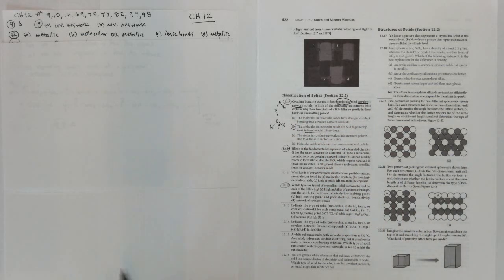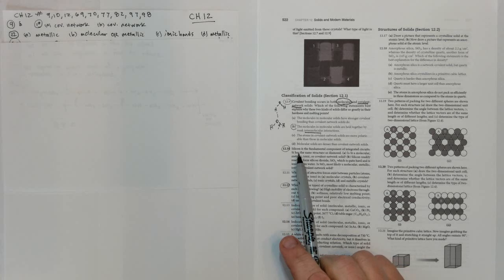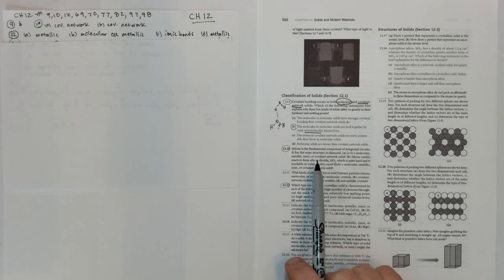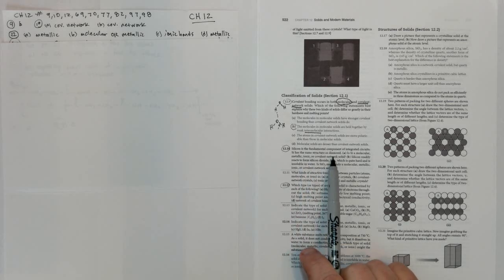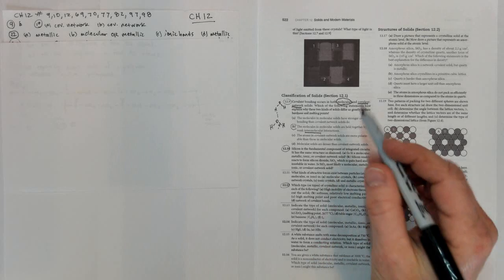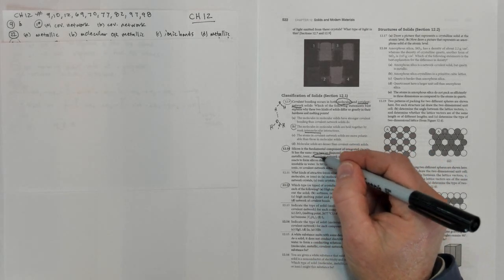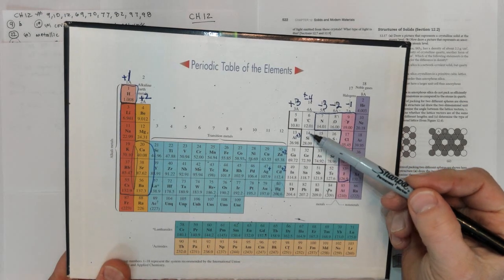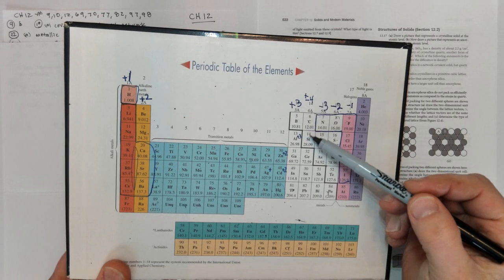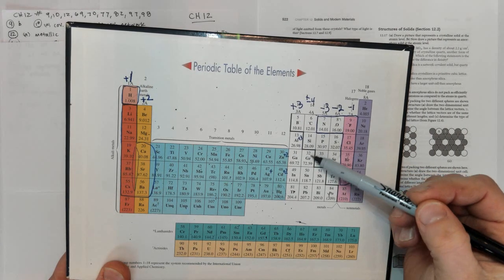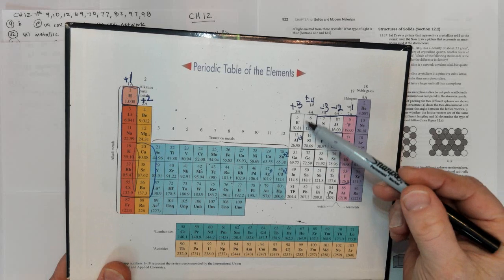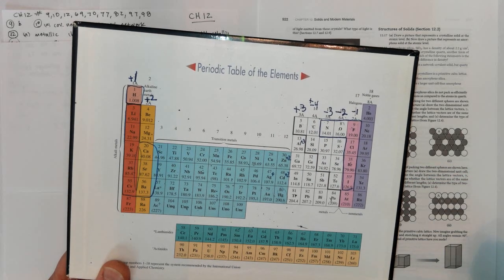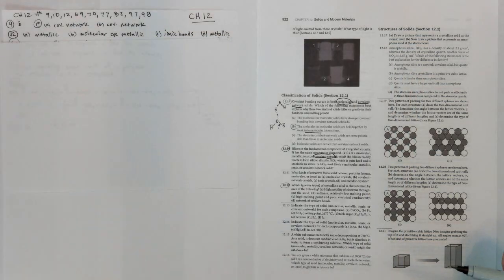Number 10, silicon, a fundamental component of integrated circuits, has the same structure as diamond. Is silicon molecular, metallic, or covalent network? If you remember, these elements on the periodic table right here are silicon, carbon, maybe a little bit of boron, maybe germanium. This area are the ones that form covalent network solids, and it's only those elements. So when you see those elements making big, huge structures, you know that those are the covalent networks.